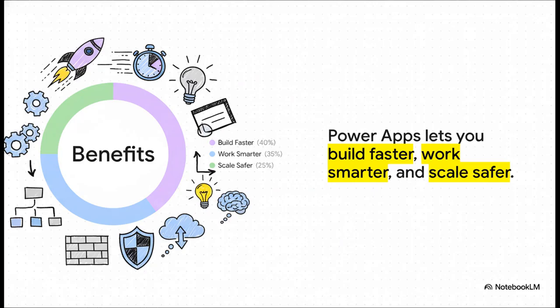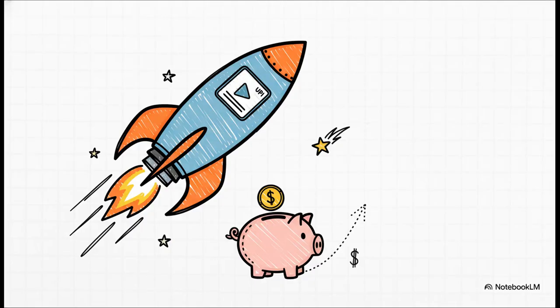You can really boil all these advantages down to three main things. It's all about being able to build faster, work smarter, and scale everything in a safer way. Let's quickly break down what each of those actually looks like. First up, building faster. We're talking about slashing development time, which means you can get new apps out the door and solving problems in a tiny fraction of the time it used to take. And that speed, naturally, means lower costs, because you're not paying for a huge dev team for months on end.